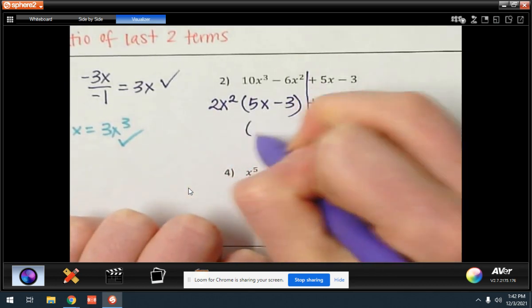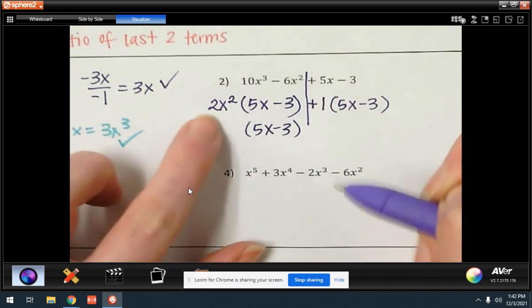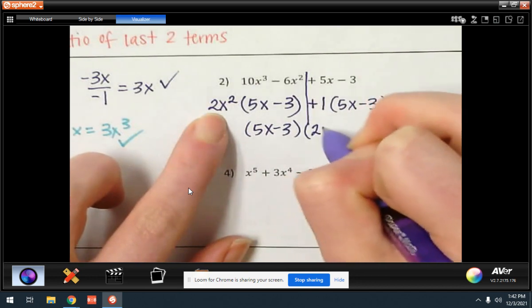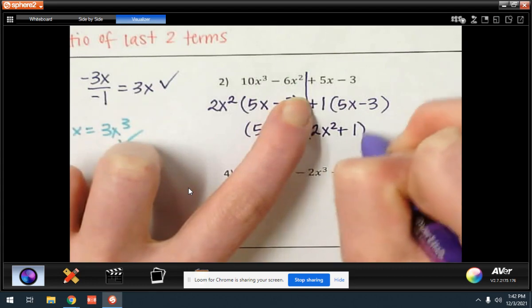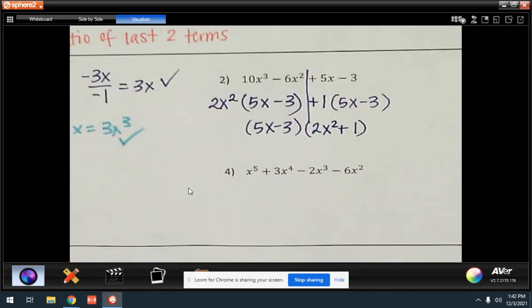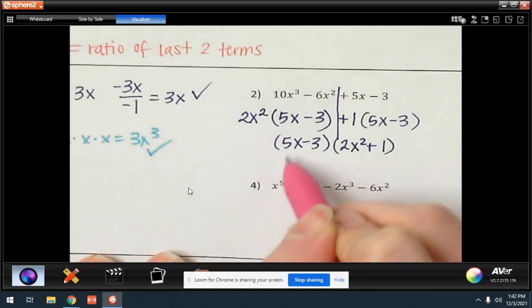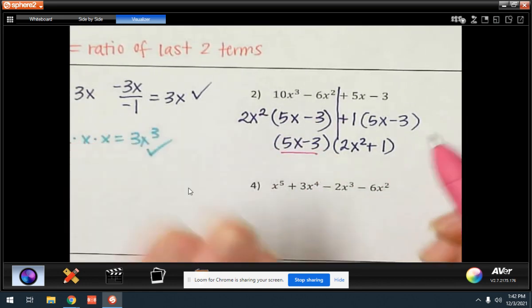We're doing everything right. 5x minus 3 is one of the factors, and then the other factor comes from the 2x squared out front and this plus 1. Okay, 5x minus 3 is a linear factor, and there is no numerical GCF, so that one's done.